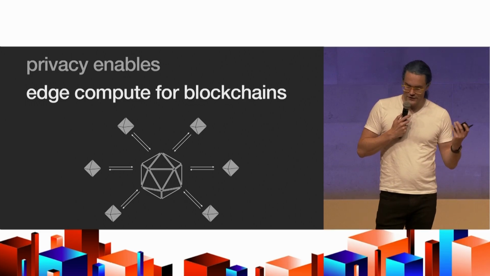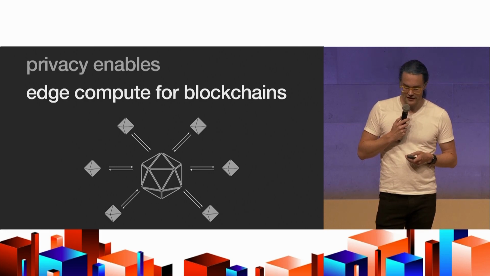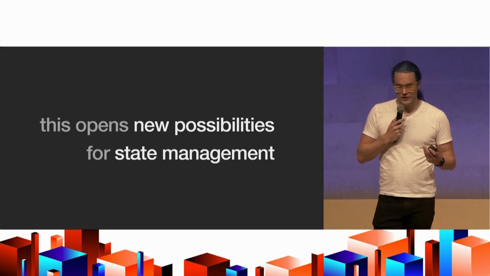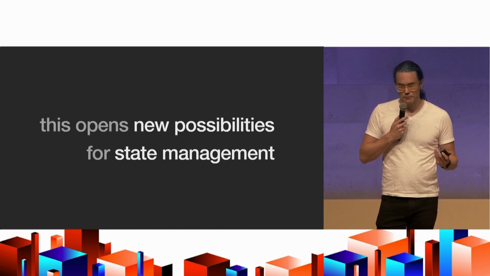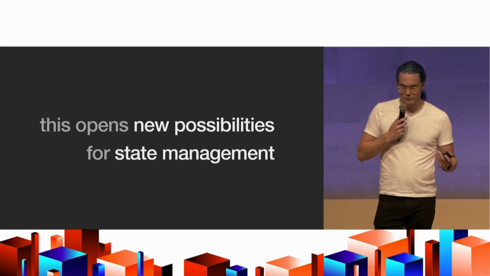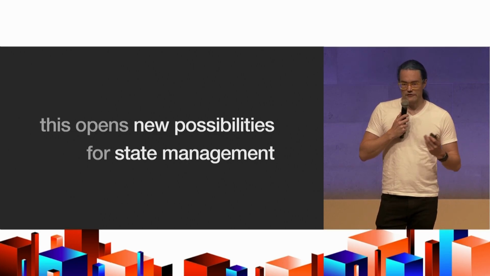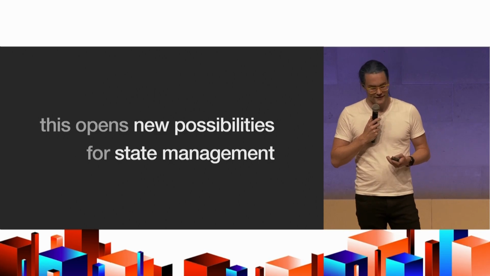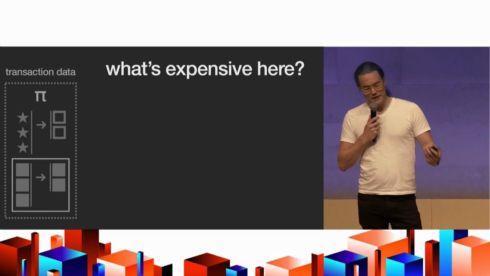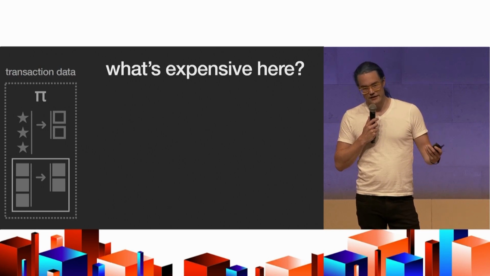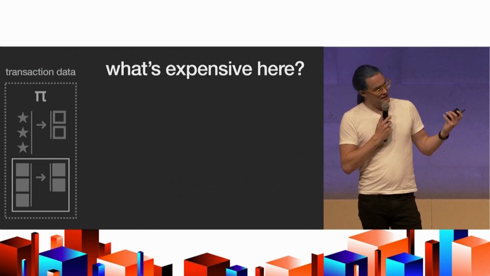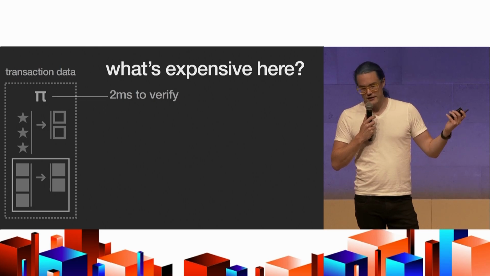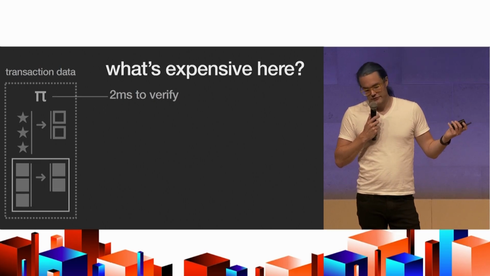With this perspective, there's another neat thing that this enables, which is that there are new possibilities that come out for state management. I think this is one of the hardest problems with blockchains and with scaling blockchains. Having every single person in the world just use one world computer doesn't quite scale. And if we go back to this picture of what is actually in this shielded transaction, we can look at it and say, what's really the expensive part here? So we've got this proof. Let's say it costs like 2 milliseconds to verify. That's not a big deal.